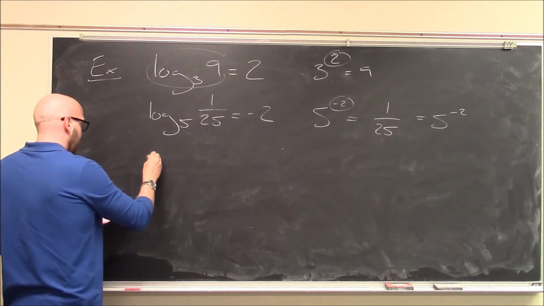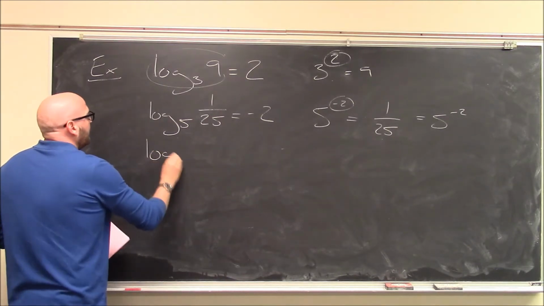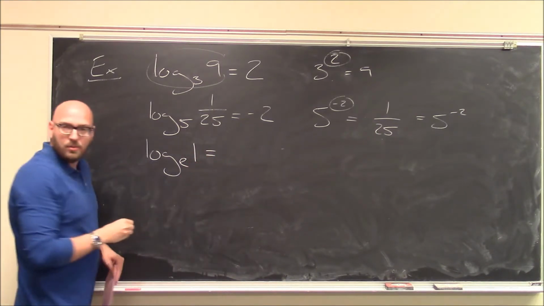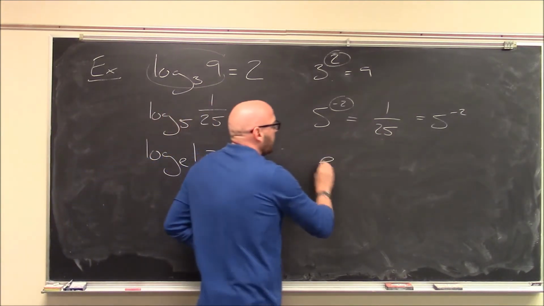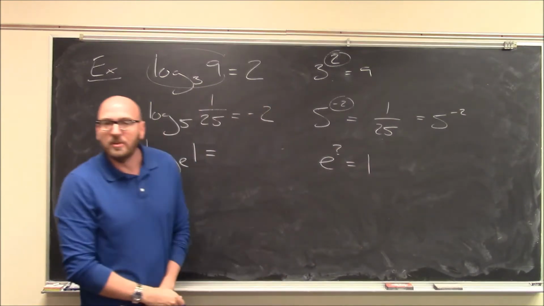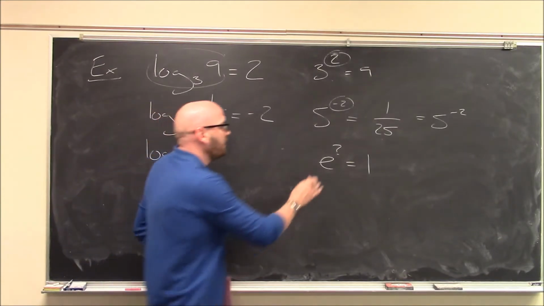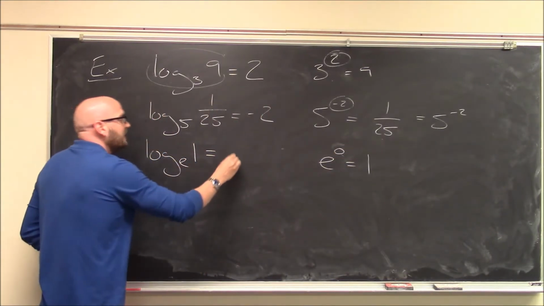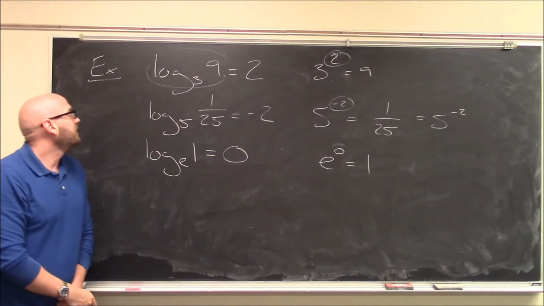And last but not least, how about this one? Log to the base e of 1. What's that equal to, right? What power should I put up here to make e to that exponent equal to 1? Well, anything to the power 0 equals 1. Since e to the 0 equals 1, log to the base e of 1 is equal to 0. It's that exponent.